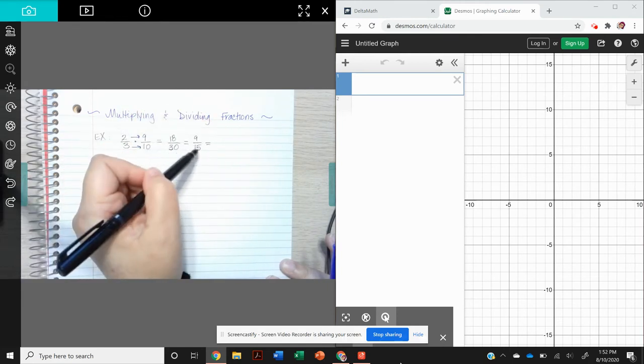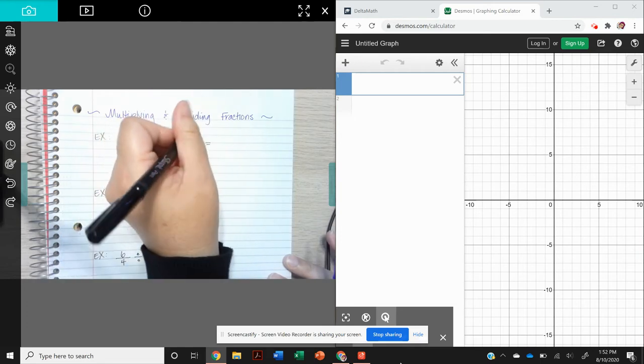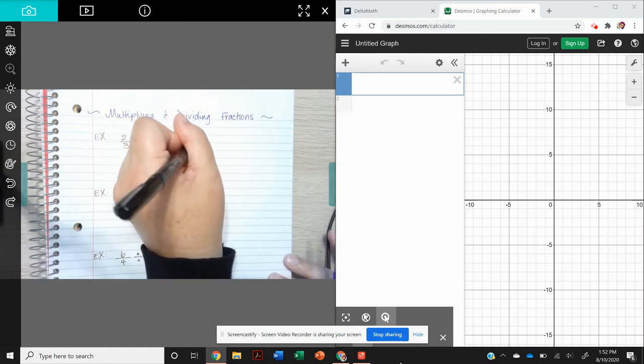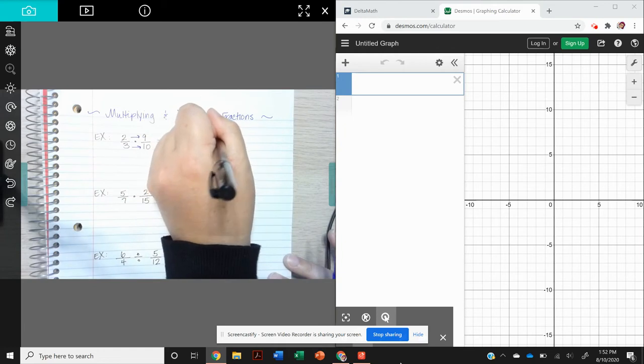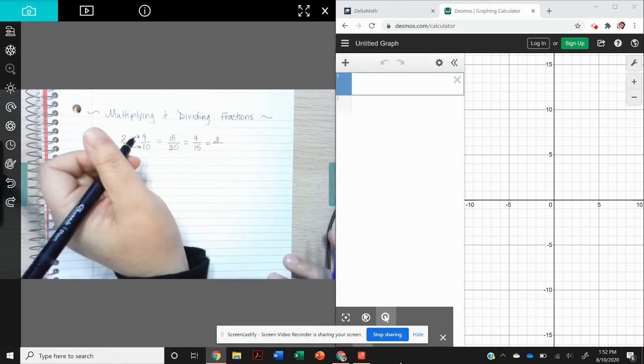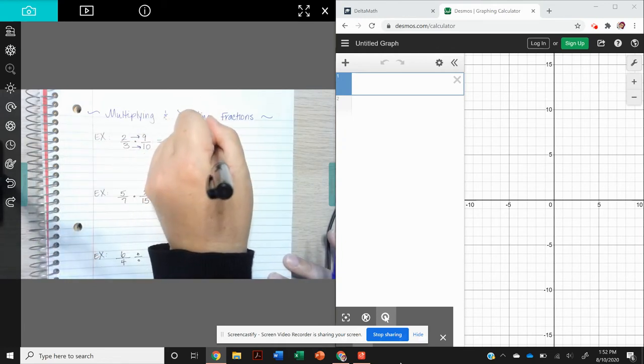Well, actually, this fraction can be simplified as well. So I have to go all the way to simplest form, even if it takes me a couple of opportunities to do so. So I'm going to divide the top and the bottom by 3. So 9 divided by 3 is 3. 15 divided by 3 is 5.